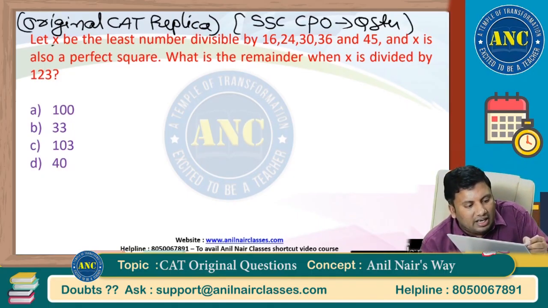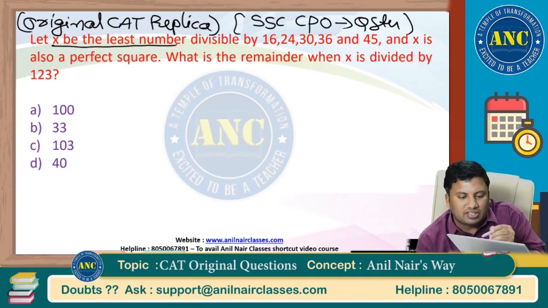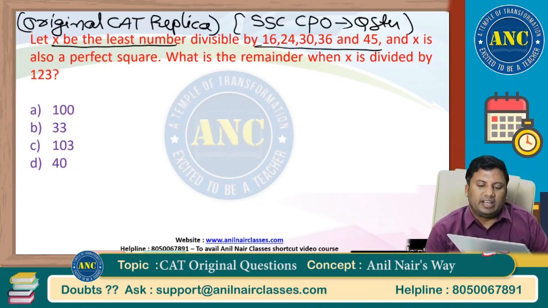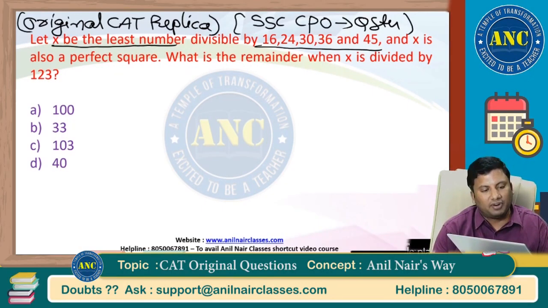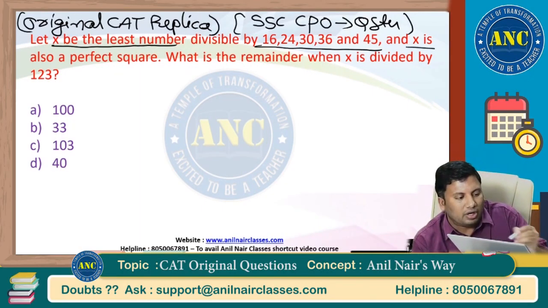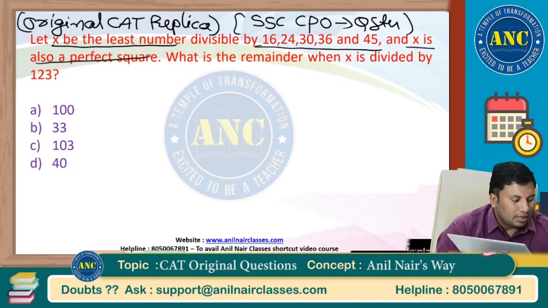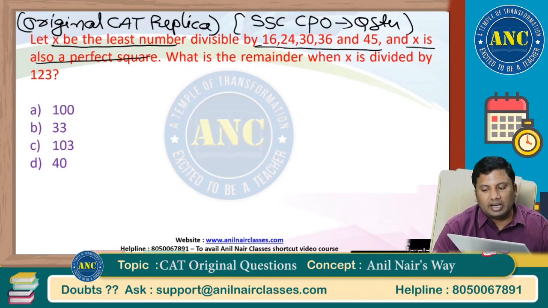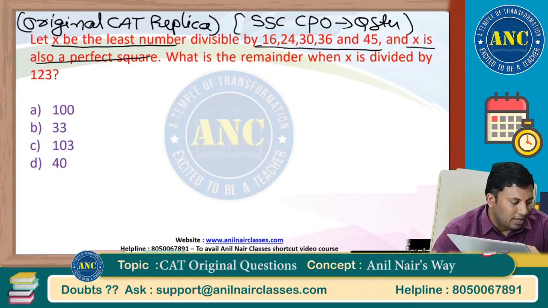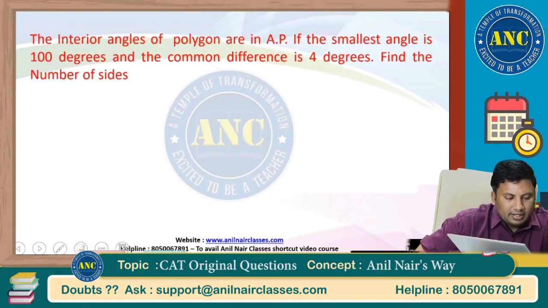Let x be the least number divisible by 16, 24, 30, 36 and 45. x is also a perfect square. I hope it is clear. What is the remainder when x is divided by 123? Right? One minute.